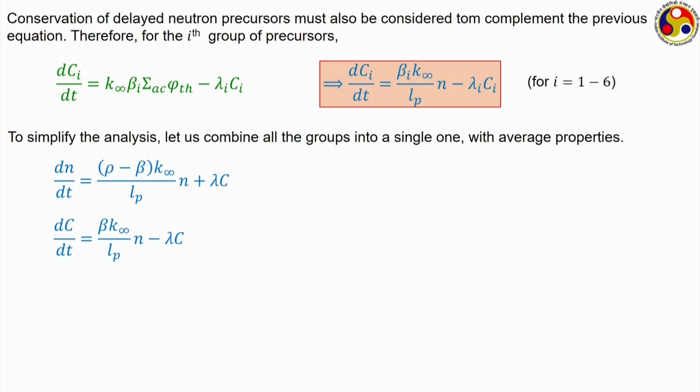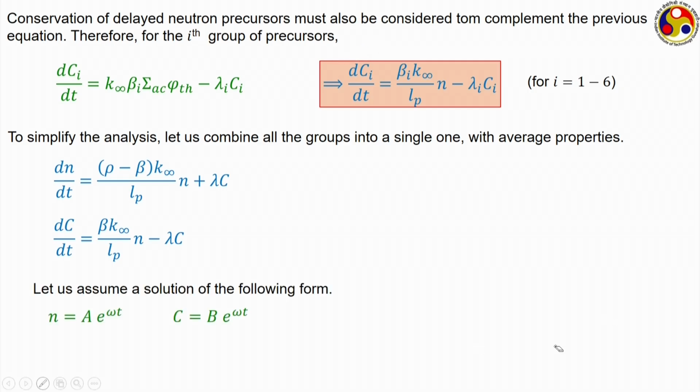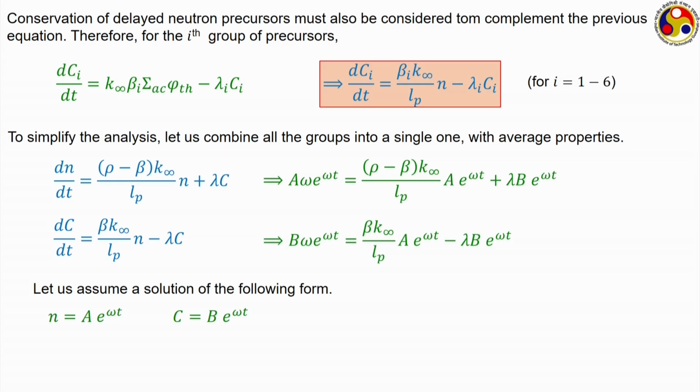Now, we assume a solution of this particular form, n equal to A into e to the power omega t and C is equal to B into e to the power omega t. Here A and B are two coefficients and omega is the parameter which we are looking to identify. So, once we put it into the first equation, then it reduces to a form like this. You please try to do it on your own, and similarly for the second equation.